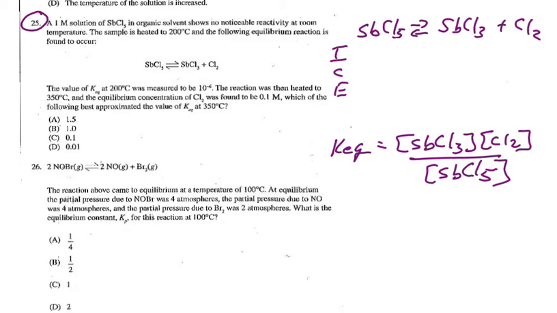Alright, so there's my equilibrium expression, and now I'm going to fill in my ice table. We knew that this was 1 molar in the beginning, and since we're trying to figure out Kc at 350, if I knew the equilibrium concentrations of these three things, I could calculate Kc. At 350, they found that at equilibrium we had 0.1 molar chlorine. So let's assume we had 0 of these at the start.